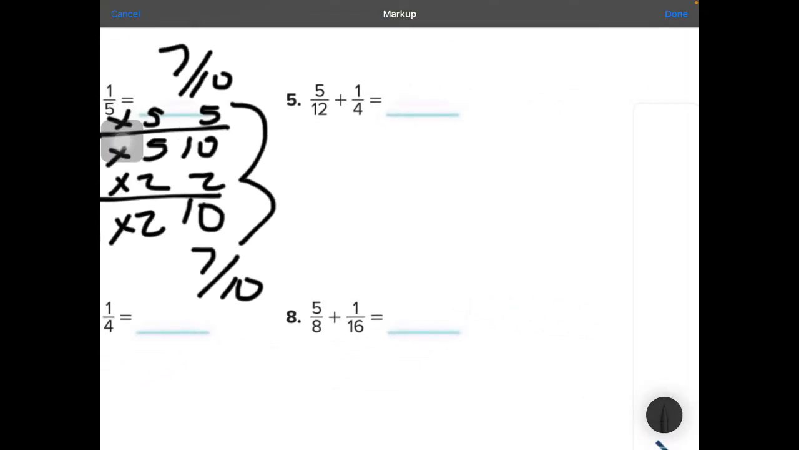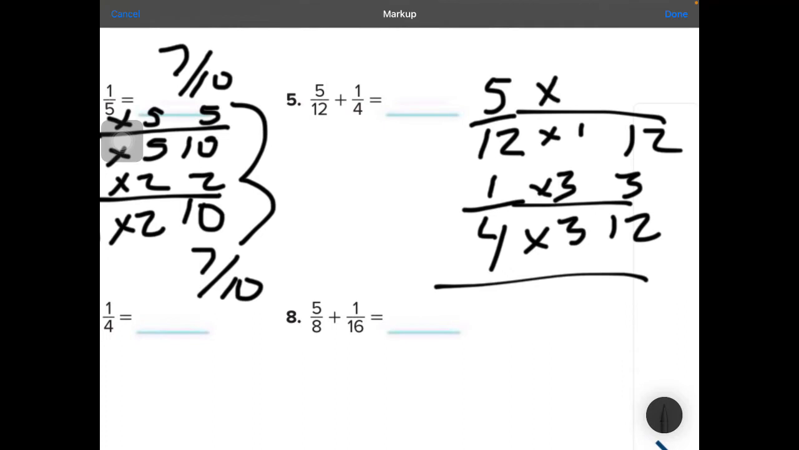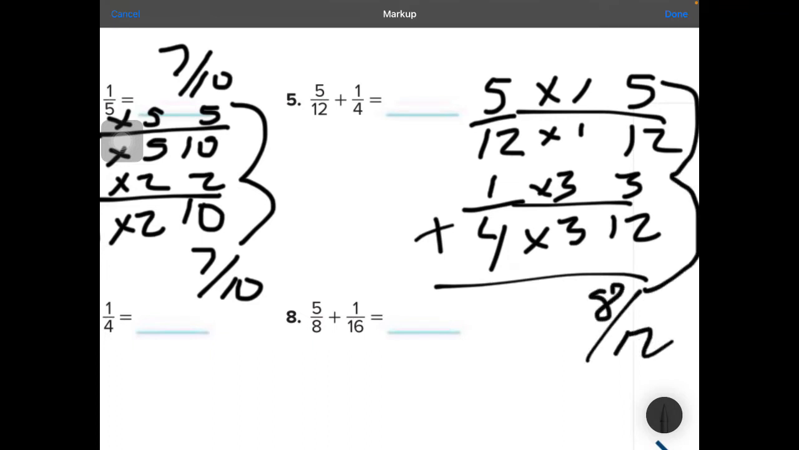Number 5, I'm going to do my work over here on the side. Now, a common denominator that these two will share, I'm going to go with 12. Will go into 12 once, so I have to do times 1 up here, and that'll be 5/12, and in its addition, 5/12 plus 3/12 is going to be 8/12.